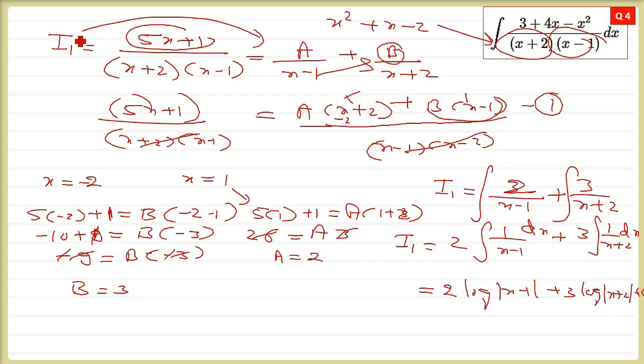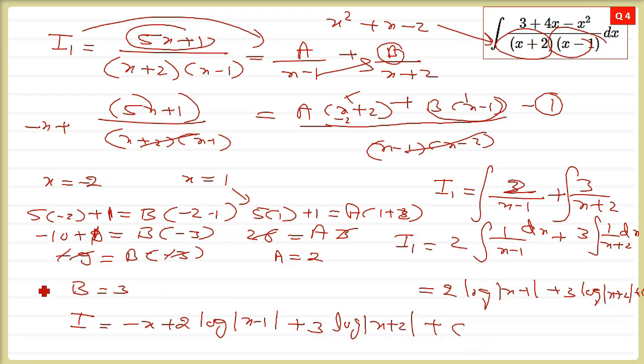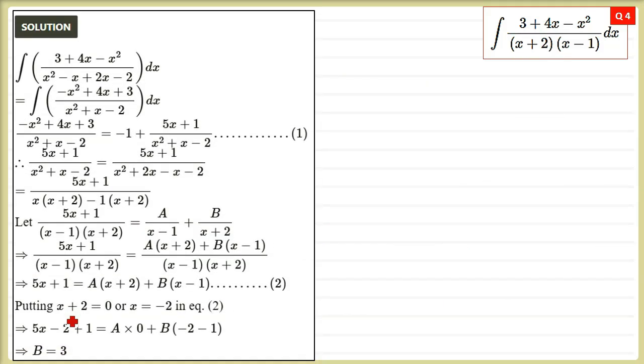But if you remember, there was a first term which I said we are going to add, negative x, and then followed by these two terms. So we have negative x plus 2 log modulus of (x − 1) plus 3 log modulus of (x + 2) plus constant of integration. This is your final answer. So this is the reference. This is what are the steps you need to follow.